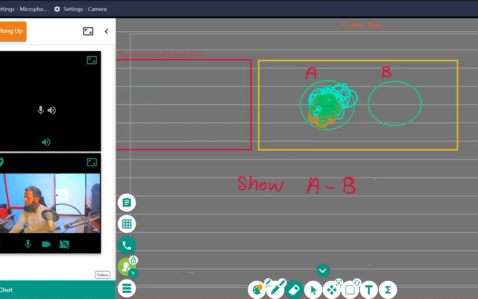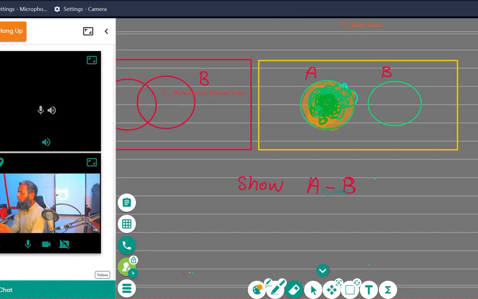Now two sets have something common, okay? Some elements are common, so we will draw these two sets like this. This is A and this is B, and some elements are common. If I say show A minus B, here is A minus B.